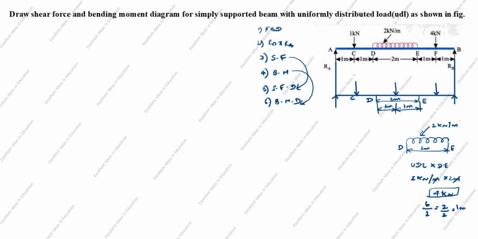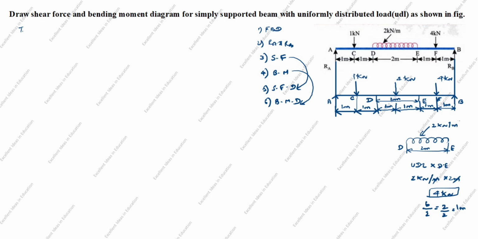C. This is F. A to C distance is 1 meter. C to D distance is 1 meter. E to F distance is 1 meter. F to B distance is 1 meter. This is 1 kilonewton. Here is 4 kilonewton. Here is 4 kilonewton. Next, we will calculate RA and RB.